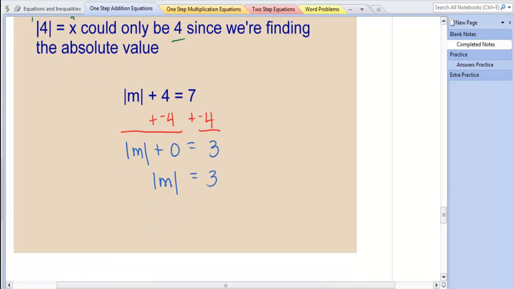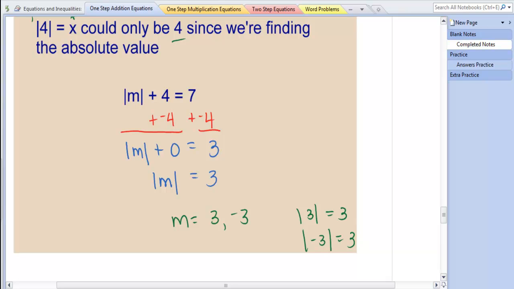What numbers could we place in to give us an absolute value of 3, or a distance of 3? We could end up with 3 or negative 3. So the absolute value of 3 equals 3, and the absolute value of negative 3 equals 3.